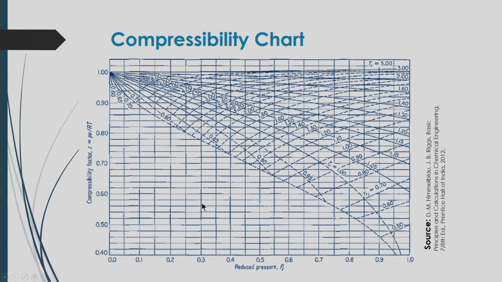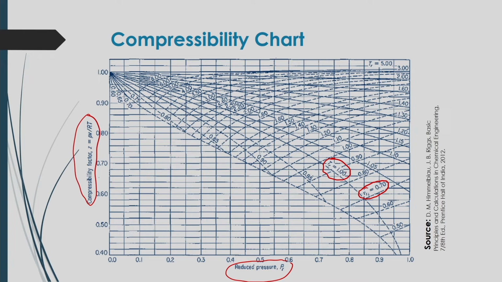This is basically the compressibility factor as a function of reduced pressure. This compressibility factor versus reduced pressure chart is taken from Himmelblau, from your textbook, so you can go through that. Here see how the compressibility factor changes with the reduced molar volume of the particular gases, and also how it changes with the reduced temperature, and with the reduced pressure.